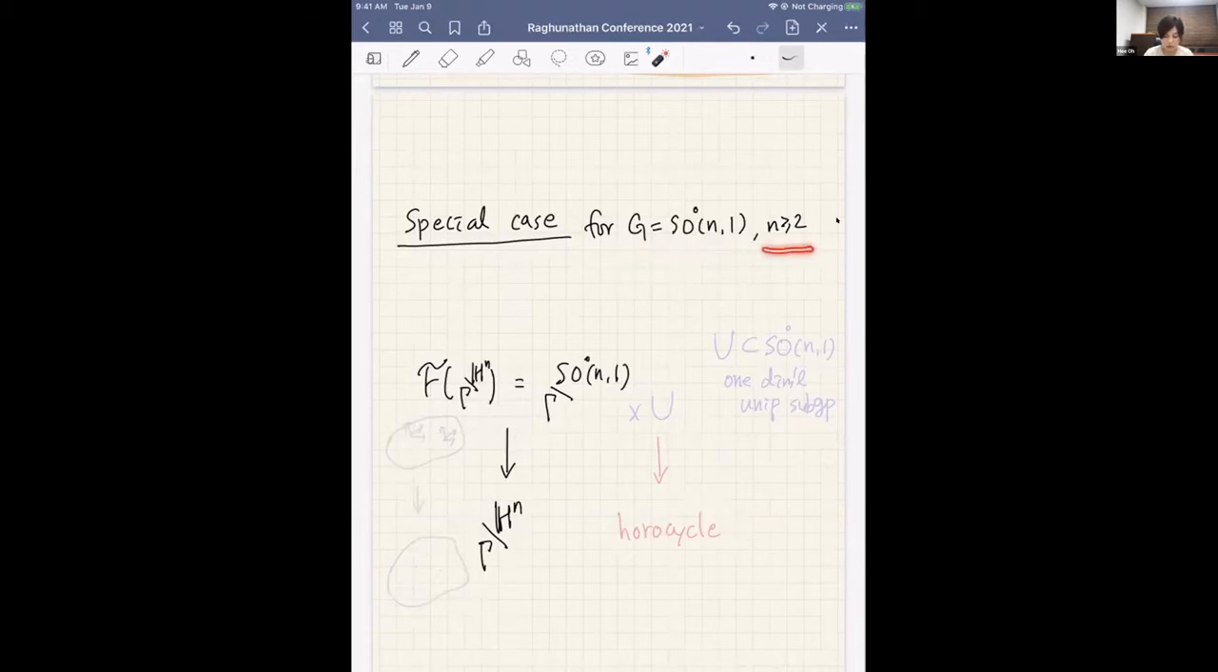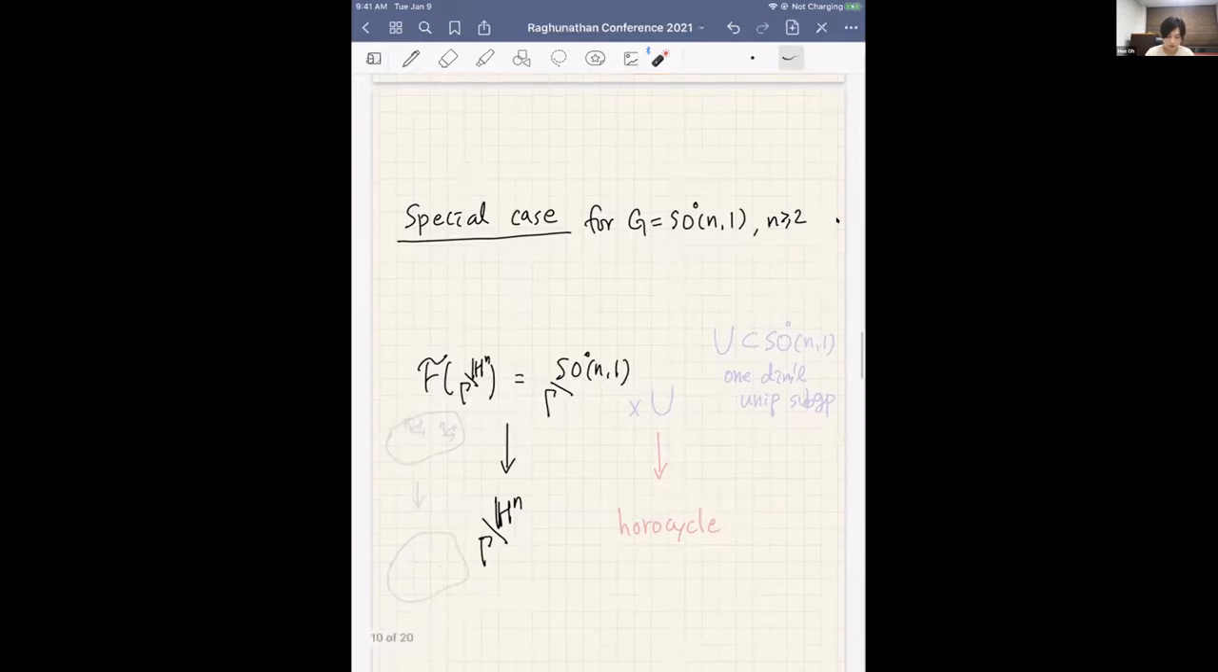And n is at least 2. Now, remember, we had a closed hyperbolic manifold of the form H^n mod Γ, where Γ is a co-compact lattice in SO(n,1). And this SO(n,1) mod Γ is precisely the frame bundle of the hyperbolic manifold H^n mod Γ. When n is equal to 2, for a hyperbolic surface, the homogeneous space was simply the unit tangent bundle, but if you go to higher n, it is in fact the frame bundle.